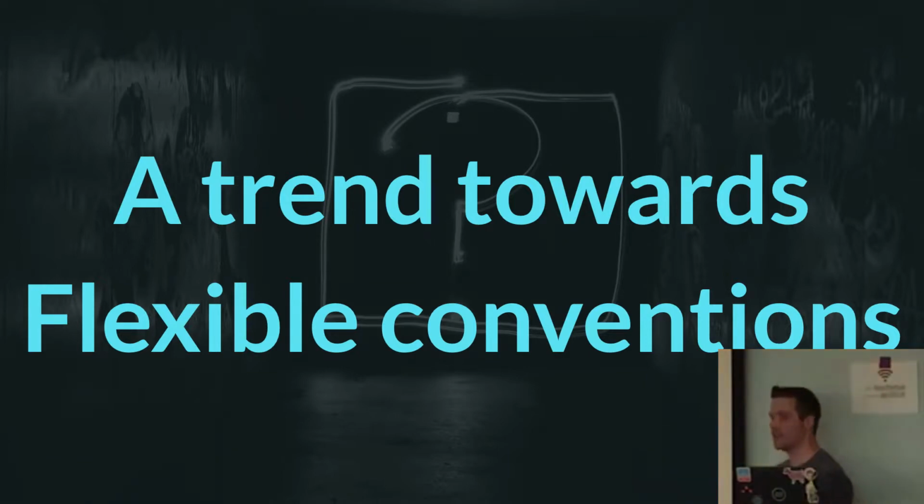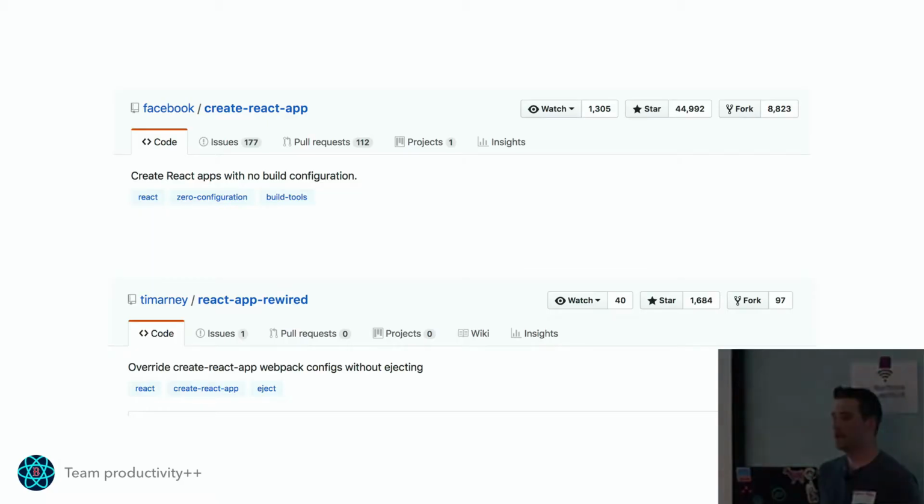So if you've noticed, there's kind of been this trend lately towards flexible conventions. And what do I mean by that? So you have Create React App. Over time, the community has distilled nice patterns to get started. And if you opt into Create React App, you get all these things for free that are really nice. There exists a project called React App Rewired whose sole purpose is to keep you in the Create React App bubble without having to eject from it.